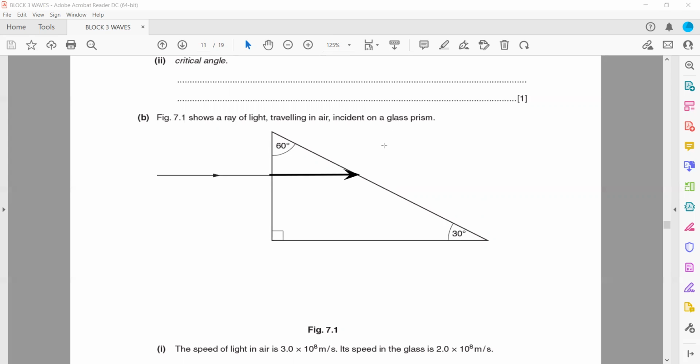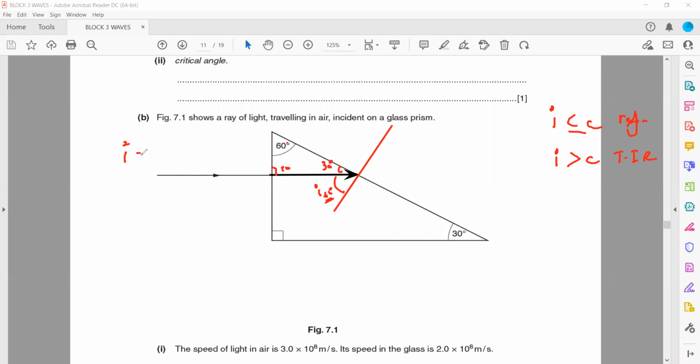Then we draw the normal here and check what the angle of incidence is at this point. If the angle of incidence is less than or equal to the critical angle, there will be a simple refraction. But if the angle of incidence is more than the critical angle, then there will be total internal reflection. When you check this angle, this is 60, this one is 90, so the remaining angle will be 30. And with the remaining 30, the angle of incidence will be 60.